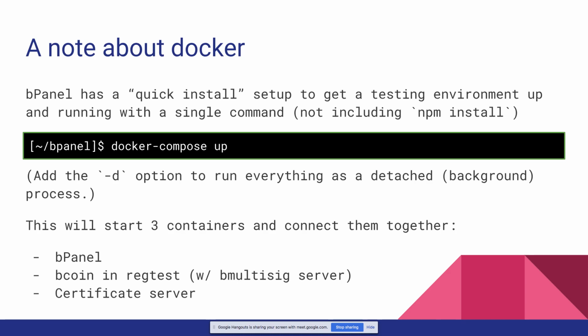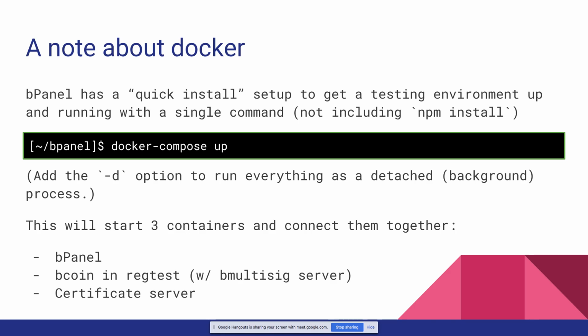But what's convenient about this is, as noted in the architecture, for bPanel to work, it needs to be connected to a node. So docker compose up can be super convenient if you just want to see how bPanel works, because it will start up a bcoin node for you. It will automatically generate the client config file, pass it to the bPanel container, and say, here's the config to connect to the container that I'm running. It will open up all the right ports for you, and then you have something running immediately.